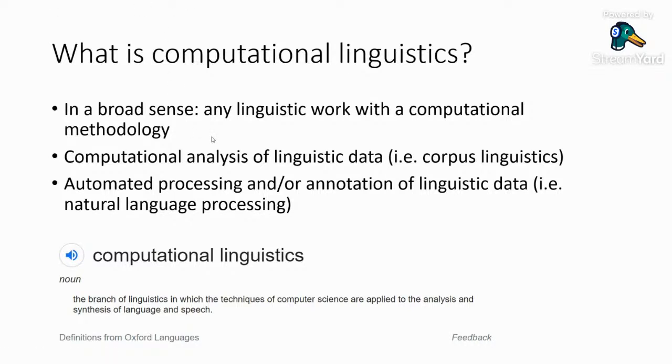But this definition reveals that there is a lot of linguistic work that is under the moniker of computational linguistics. So first of all, we have computational analysis of linguistic data, where we try to explain patterns in linguistic data with computational methods, so-called corpus linguistics. And then we have natural language processing, or computational linguistics proper, you could say, which is used to describe automated processing and/or annotation of linguistic data.